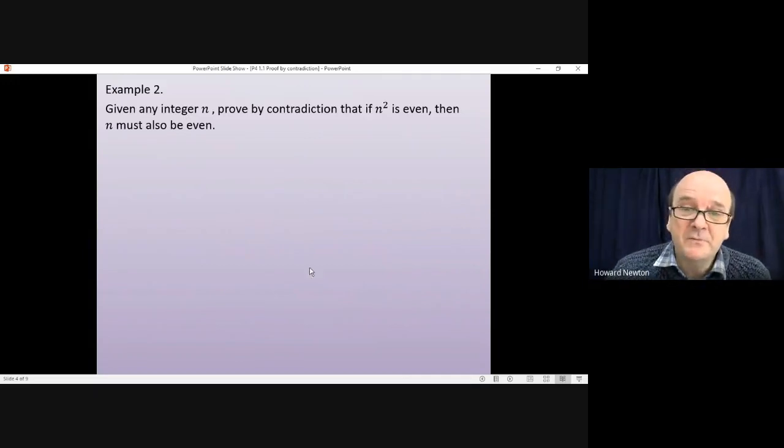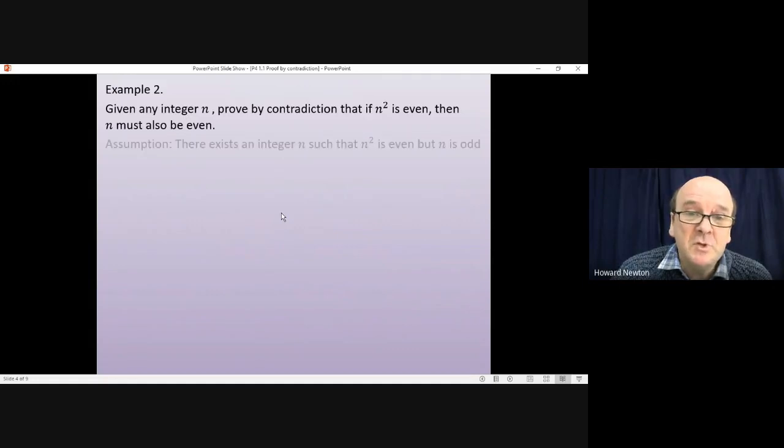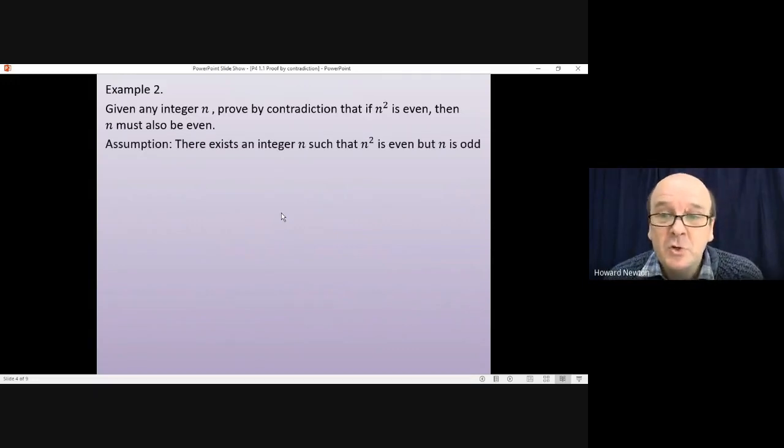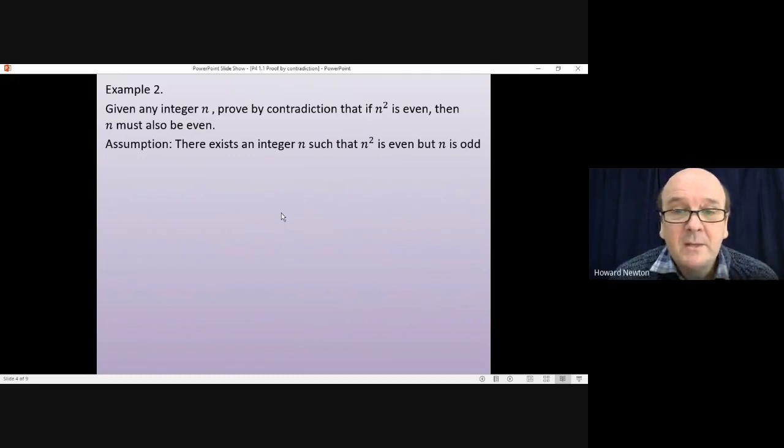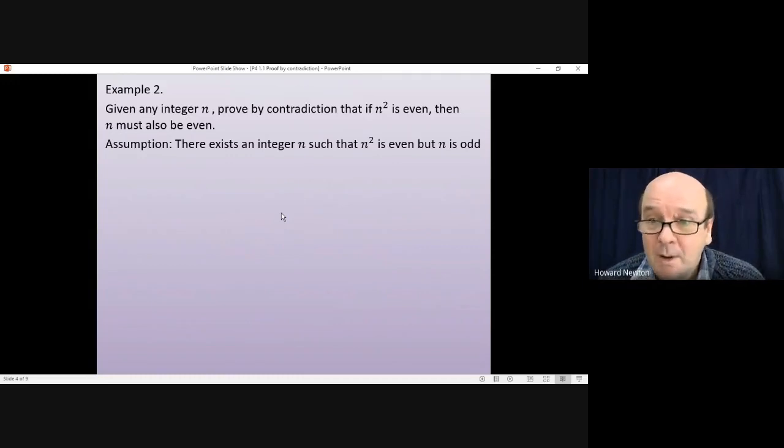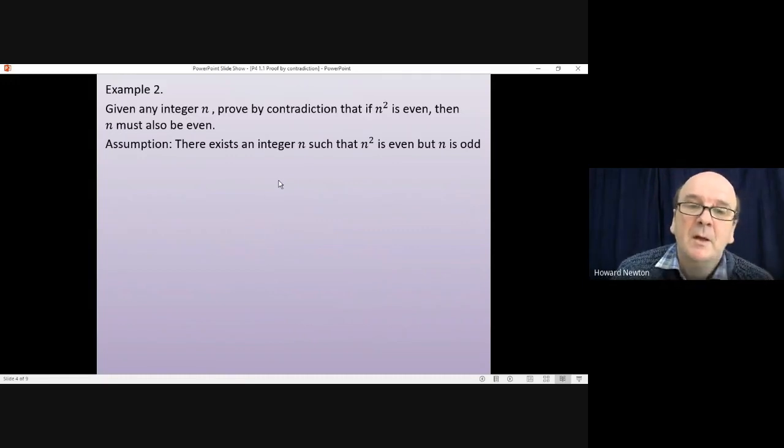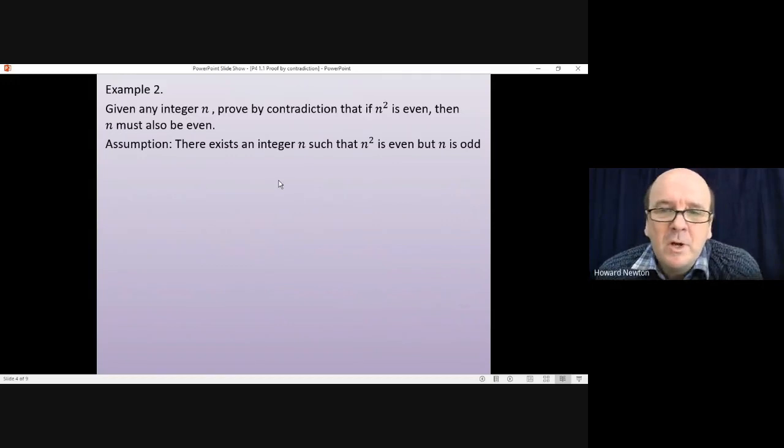But the easiest way to prove it's true is actually to assume the opposite thing. So we assume that there is an integer n, such that when you square it, you get an even number, but that n itself is odd. So that's our assumption. We're assuming that there's an integer that's even when you square it, but that the integer itself is odd. Okay, I'll let you have a go at working on from here. So see if you can make your way through this, and then come back to me again when you're ready. Pause the video.